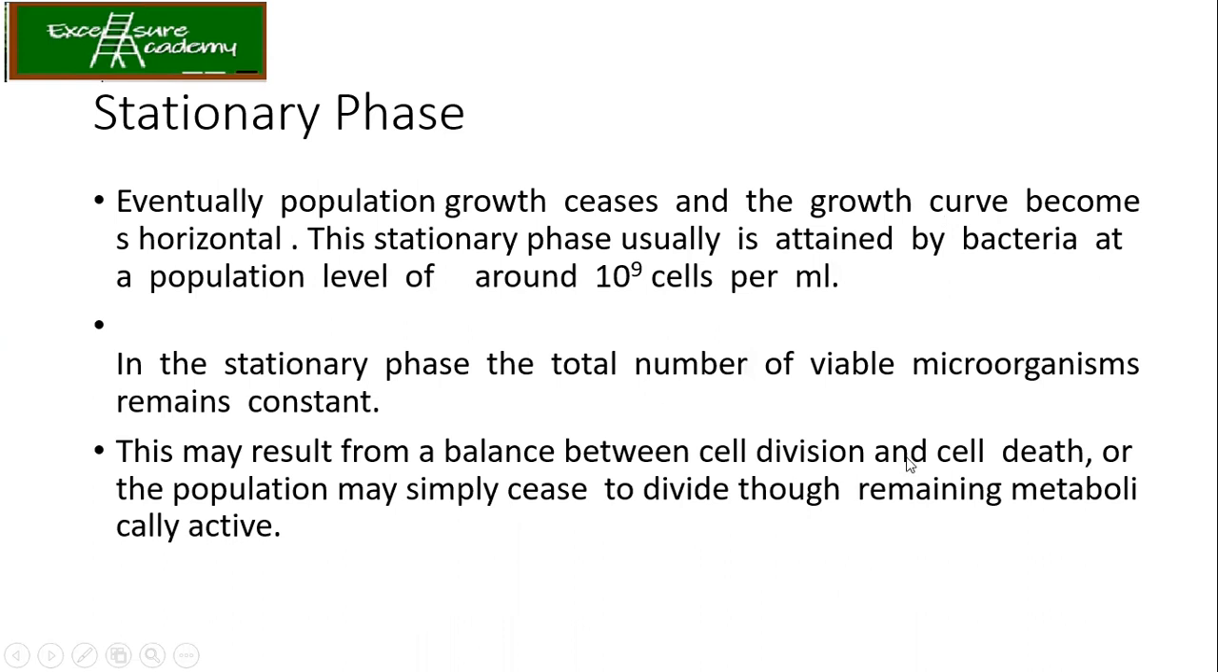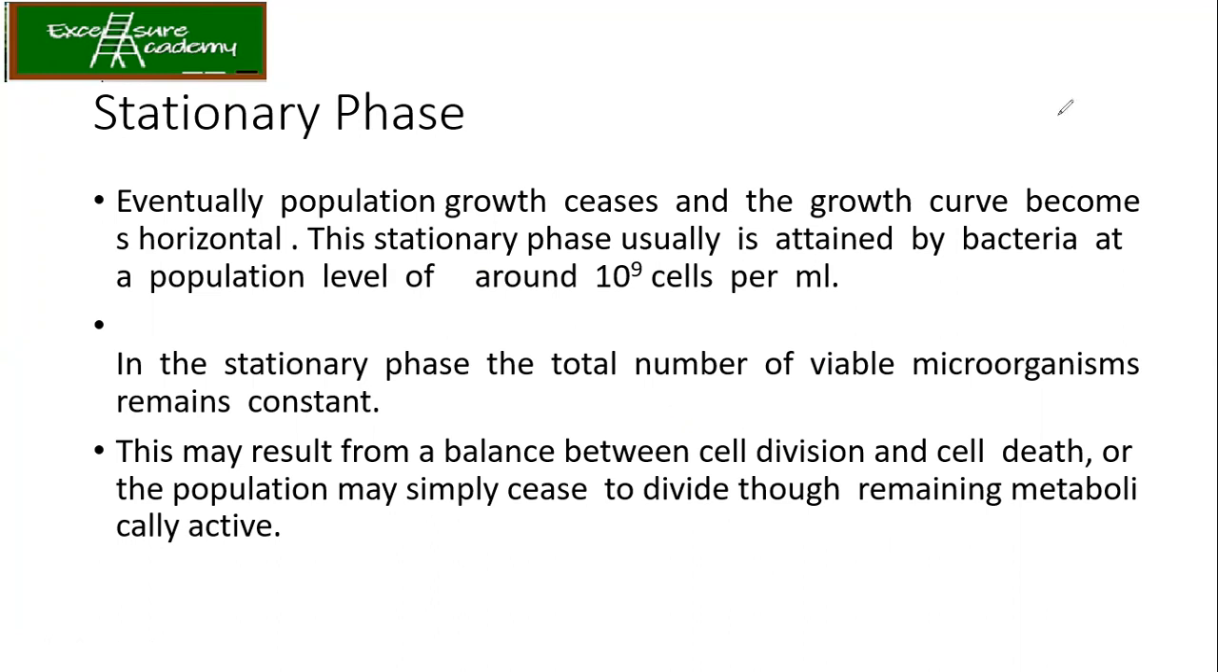Now coming to the stationary phase. So let's finish this also. Now, eventually population growth ceases and the growth curve becomes horizontal. The stationary phase is usually attained by the bacteria at around 10^9 cells per ml. So this is when the OD becomes more than 1. In the stationary phase, the total number of viable organisms remains constant.